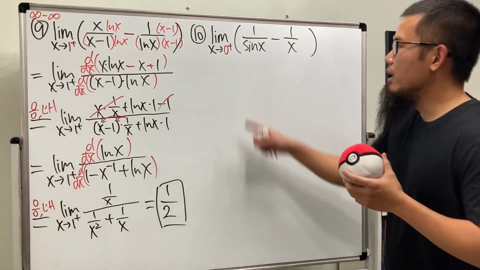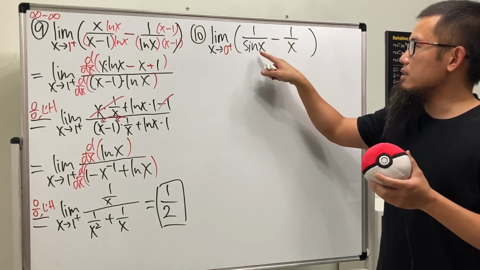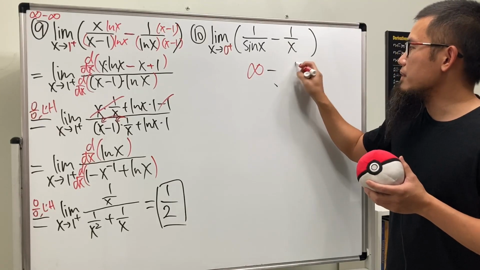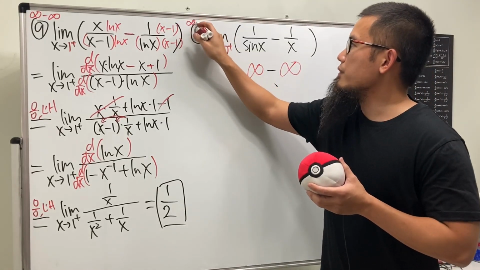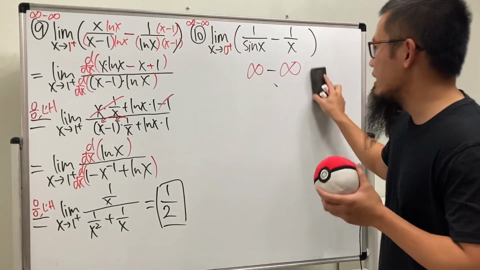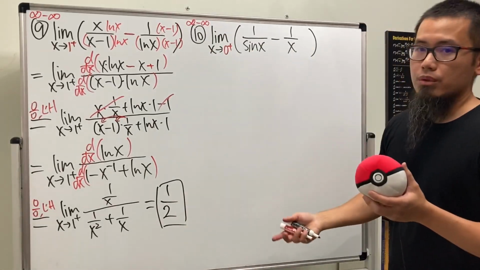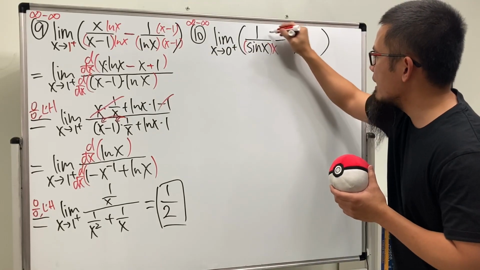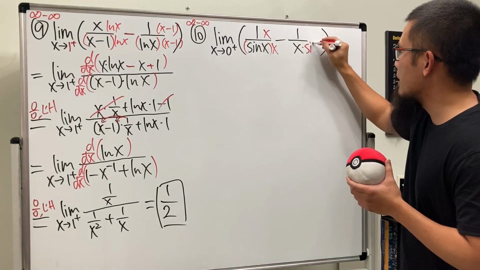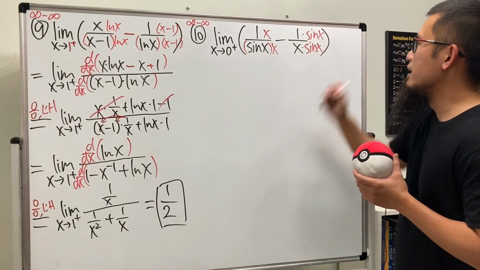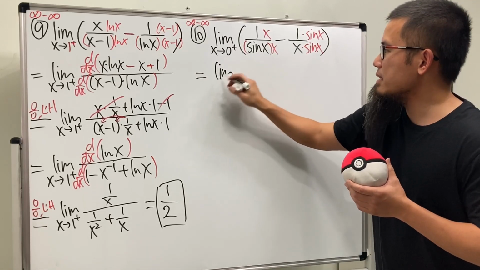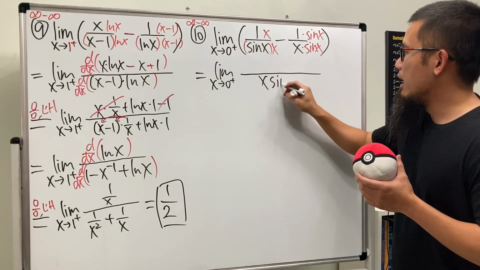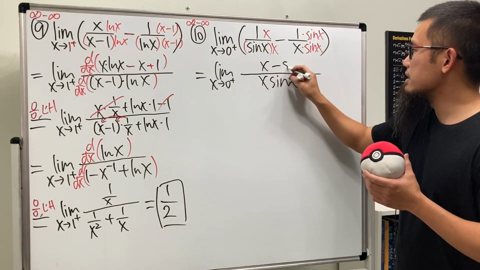It has similar flavor. If we put 0 plus, you can see this is going to be 1 over 0 plus as well. Likewise that, so it's infinity minus infinity. So again, this is also infinity minus infinity indeterminate form. So what do we do? Let's combine the fractions just like that and see what happens. So let's multiply this right here by x and then x right here. And let's multiply this by sin x and likewise here. So we get the limit as x approaching 0 plus. On the bottom, we just have x times sin x. On the top, we have x minus sin x.